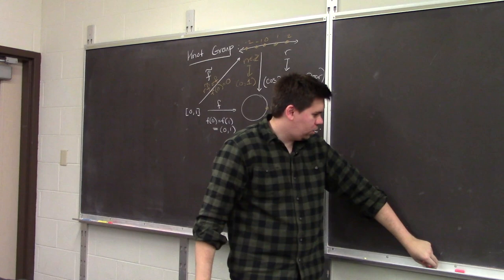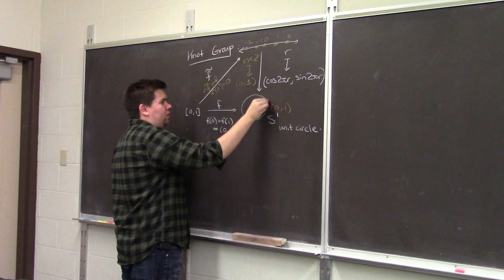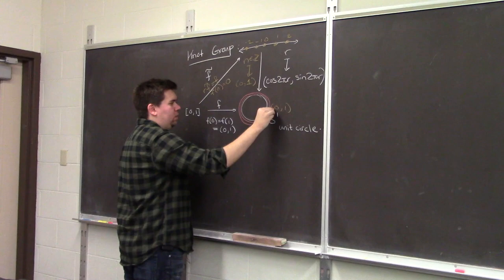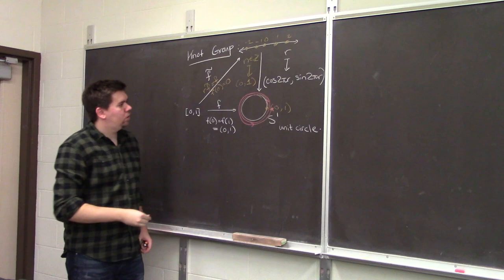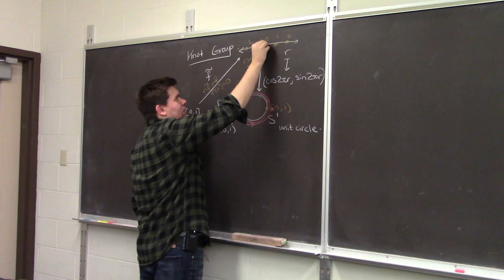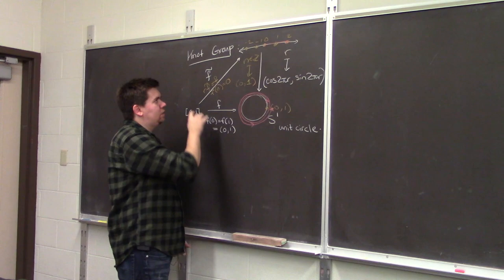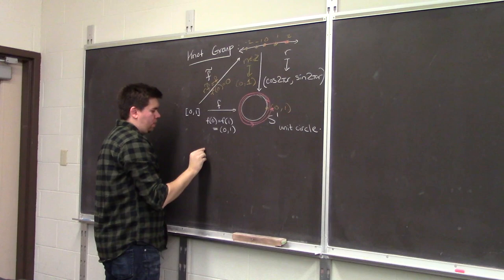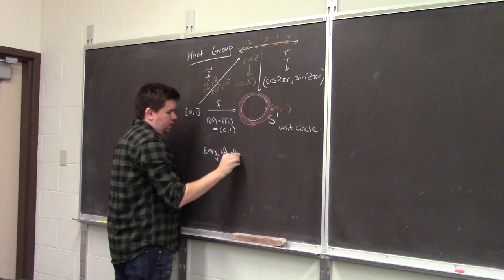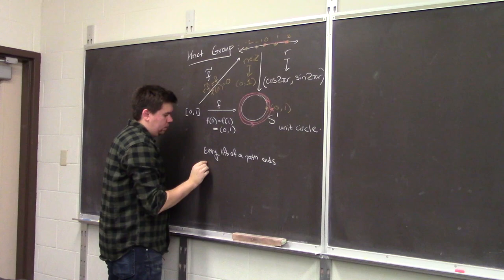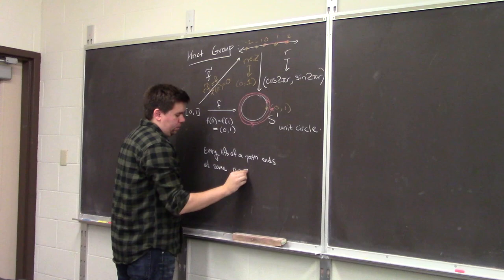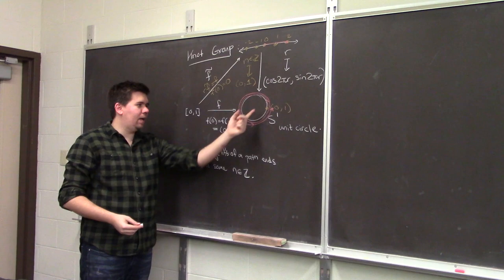So if you have some loop down here, for instance, you can imagine the loop that travels around twice in the counterclockwise direction. What does the lift of it look like? Well, the lift would begin at 0, and it would travel to 2. And last time we saw that any lift of a path ends at some integer up here, that gave us a correspondence between paths and the integers up to homotopy.